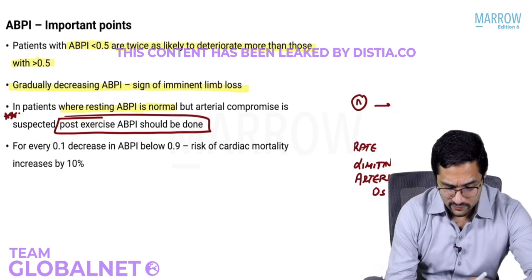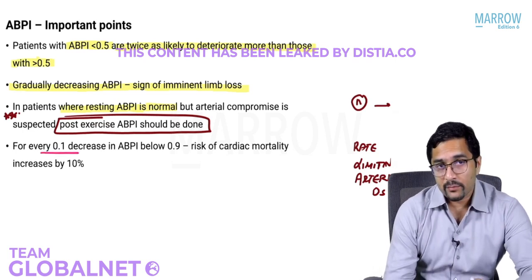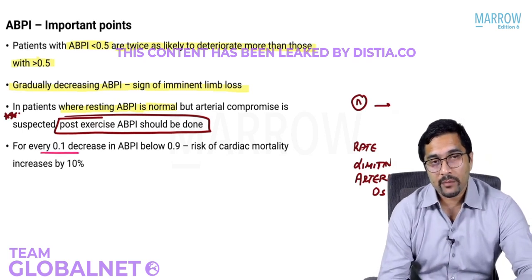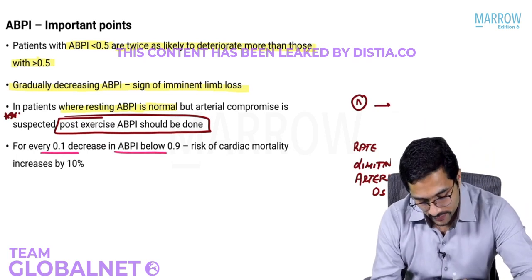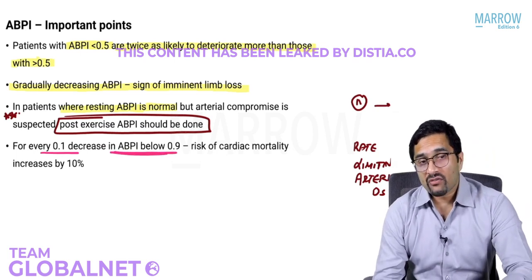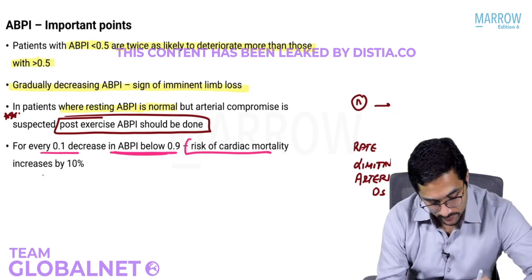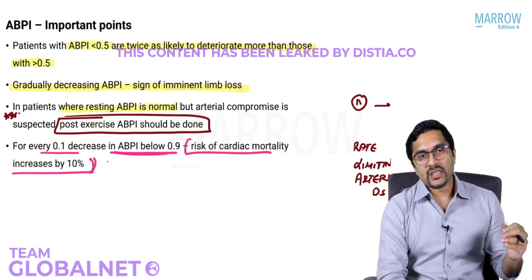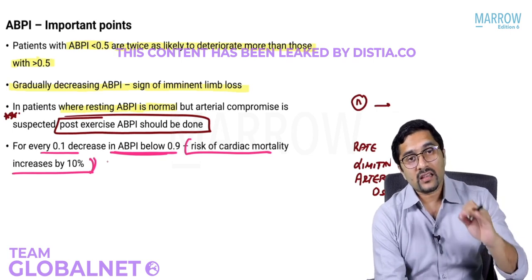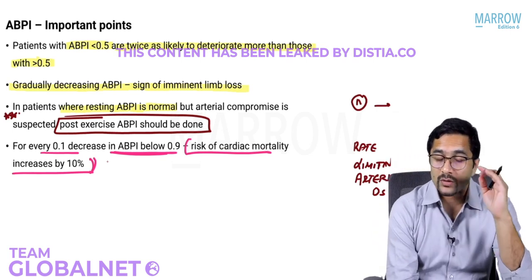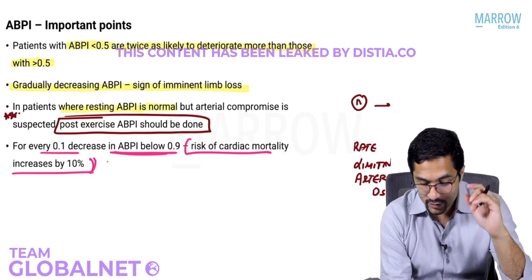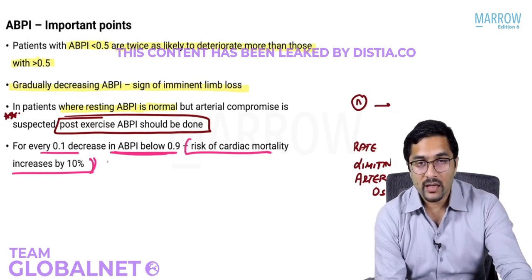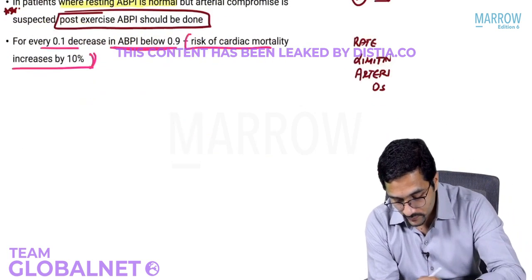And one final thing which you should know, for every 0.1 decrease in ABPI below 0.9, the risk of cardiac mortality goes up by 10%. So every time the value reduces by 0.1 below 0.9, the risk of cardiac mortality goes up by 10%. So these are some important points regarding ABPI which you should know.